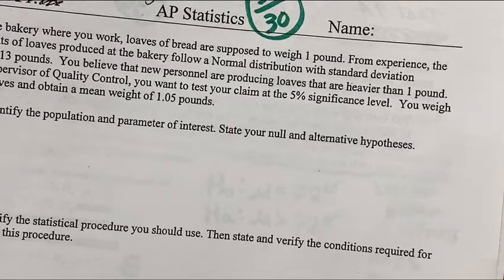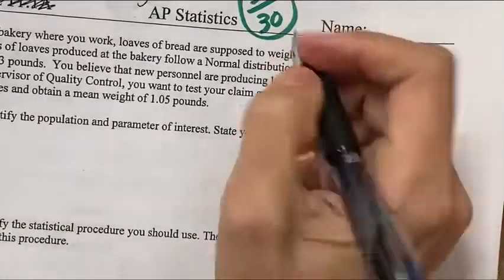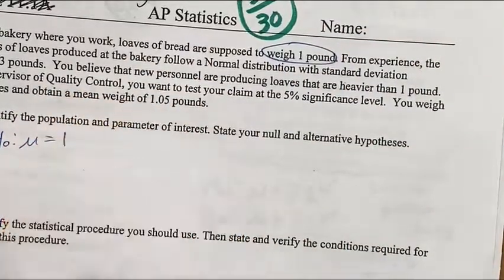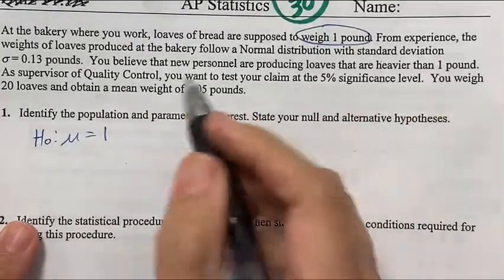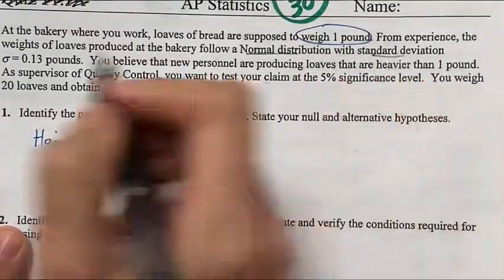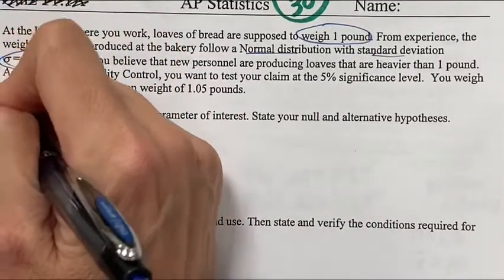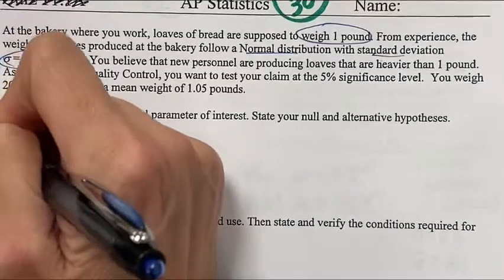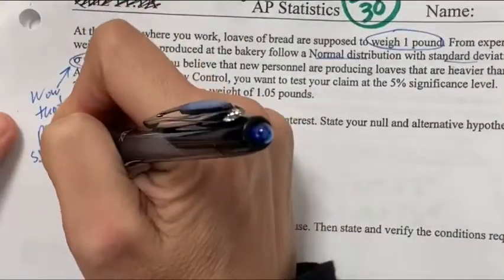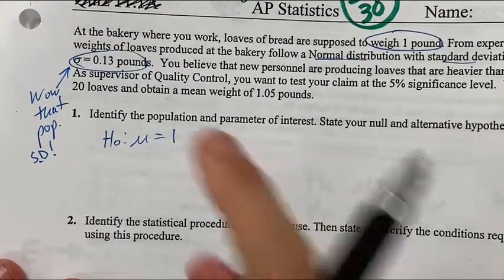So at the bakery where you work, the loaves are supposed to weigh 1 pound. And from your experience, you believe that they have a normal distribution with a standard deviation of 0.13. Wow, that's the population standard deviation. We never, ever get that. That's a big, huge deal right there. That's a game changer. Okay, let's keep reading.